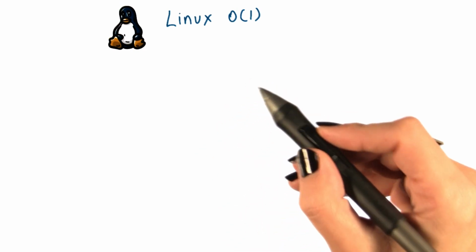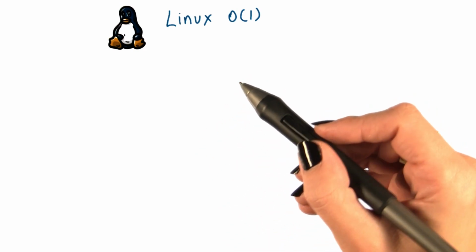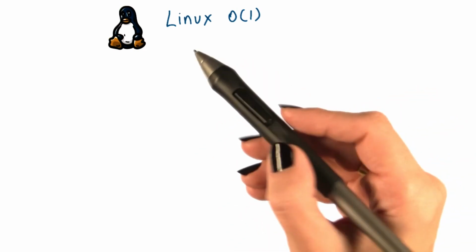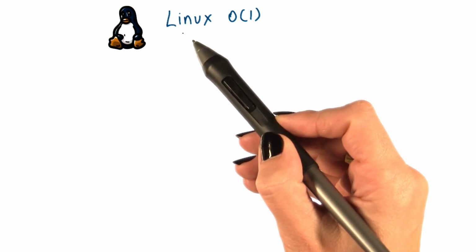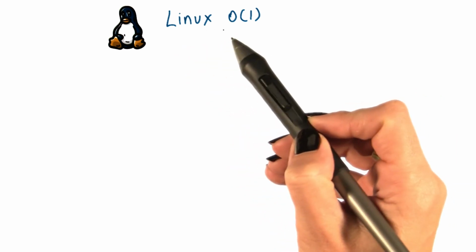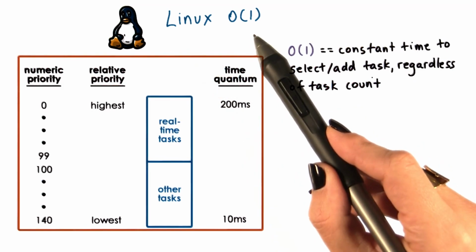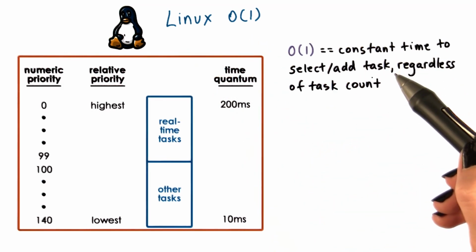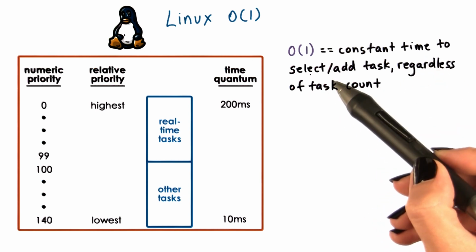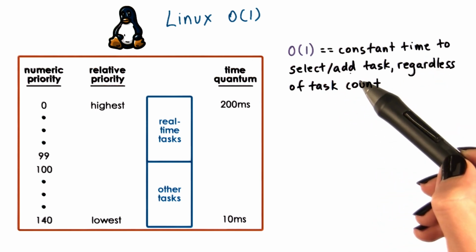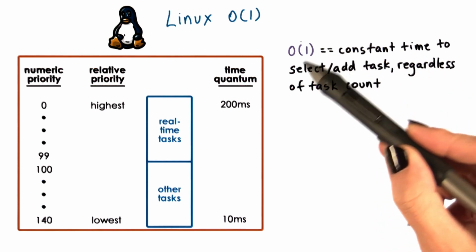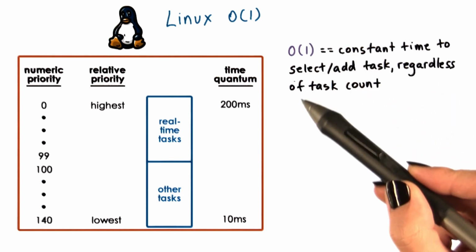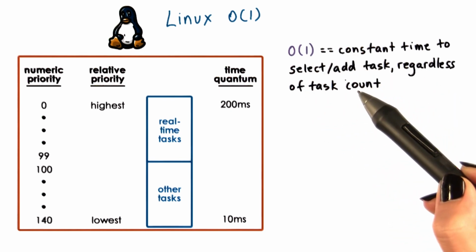Let's now look at a couple of concrete examples of schedulers that are part of an actual operating system. First, we will look at the so-called O(1) scheduler in Linux. The O(1) scheduler receives its name because it is able to perform task management operations, such as selecting a task from the run queue or adding a task to it, in constant time, regardless of the total number of active tasks in the system.